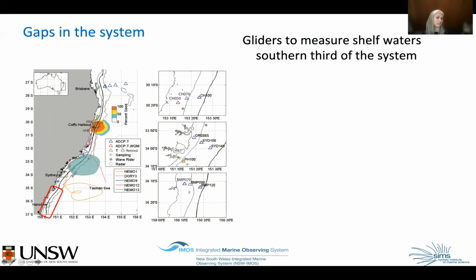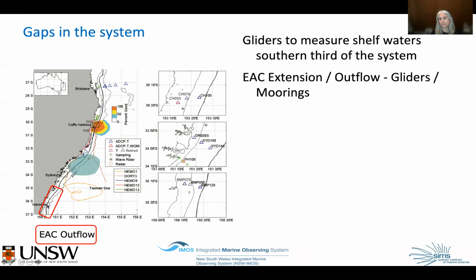And this is that ocean warming hotspot, and it is the region where temperatures are warming at 0.5 degrees over the past decade. And yet we have very few observations apart from this one site where there are moorings. So we have no gliders in the southern third of the system. We don't have any observations, or very few observations, in the EAC outflow extension region. So below this map, it'd be great to get some moorings and some gliders like along the transport array.